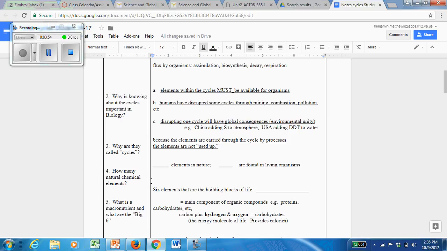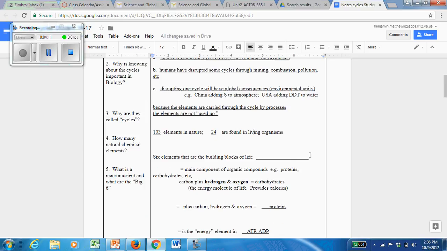And if we want to look at just how many chemicals we're talking about, technically we have about 103 elements in nature, and about 24 of those are found in living things. So the 6 elements that are the building blocks of life, and what we really concentrate on in biology, we call them CHNOPS. Okay, CHNOPS: carbon, hydrogen, nitrogen, oxygen, phosphorus, and sulfur. And that's really important to know. CHNOPS. We're going to be talking a lot about these elements throughout the rest of the year.